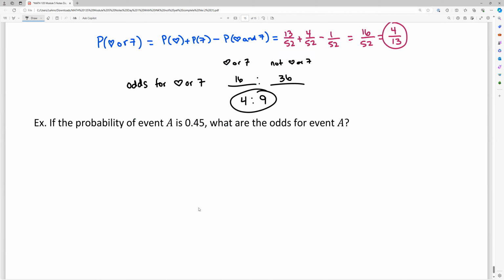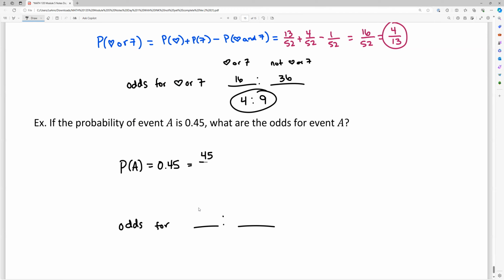Now, if the probability of event A is 0.45, what are the odds for event A? Now, this one's a little bit different. So probability has been reduced to a decimal. What are the odds for the event A? Notice you can turn that into a fraction that helps you see kind of how many cases you would have. So think about the easiest way.